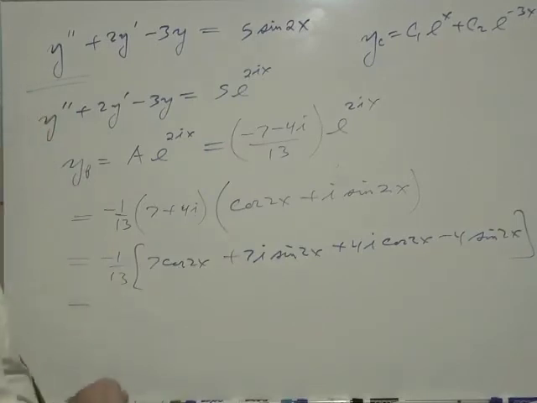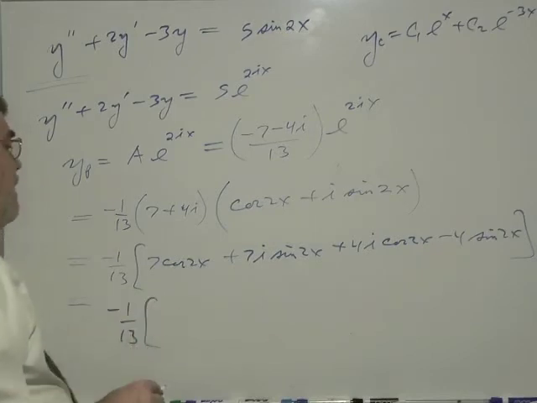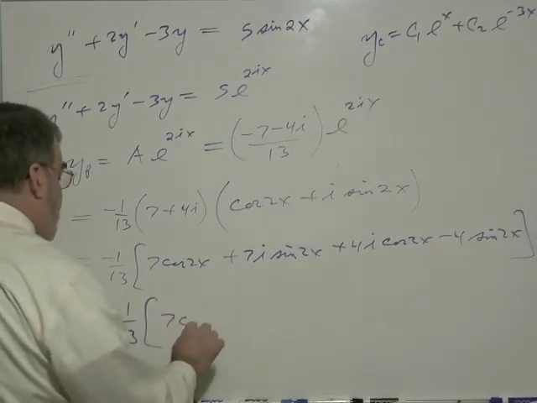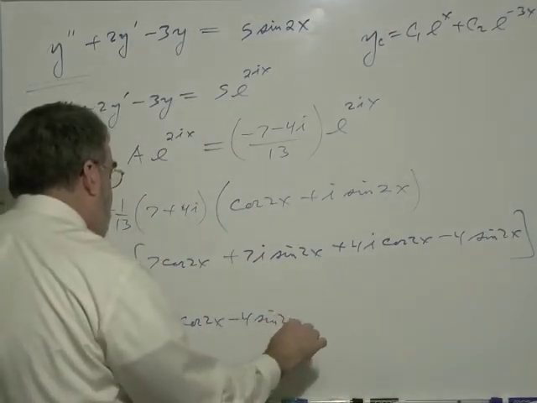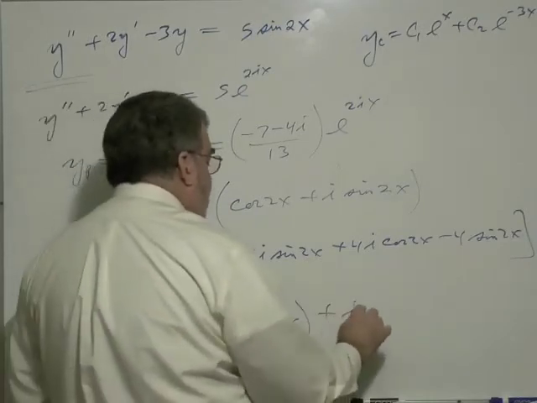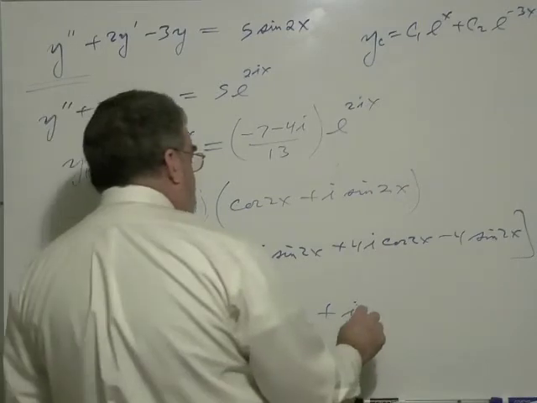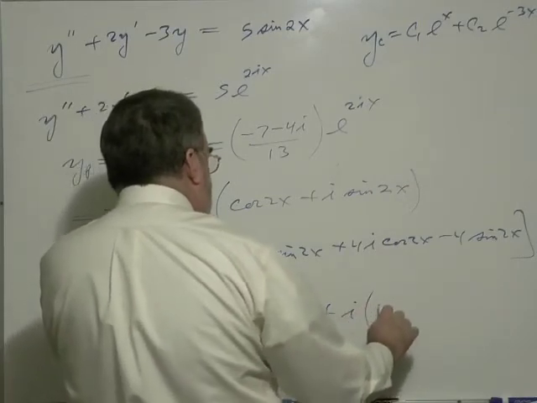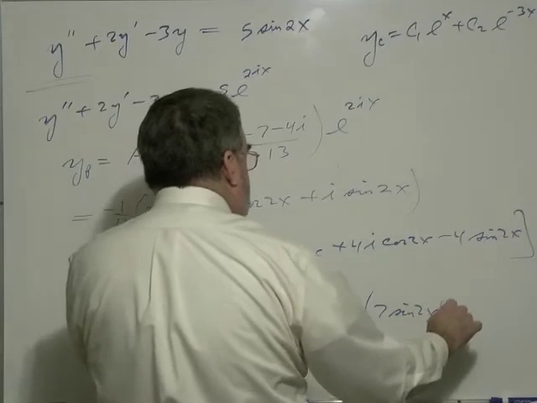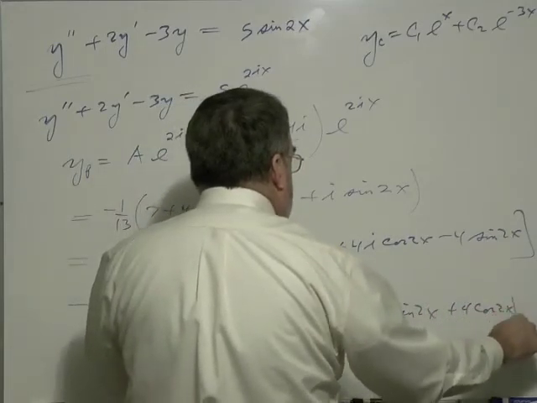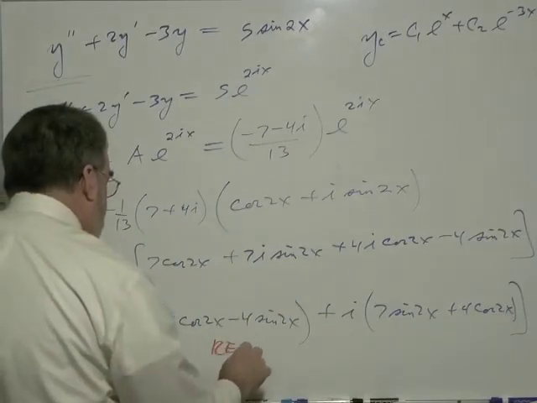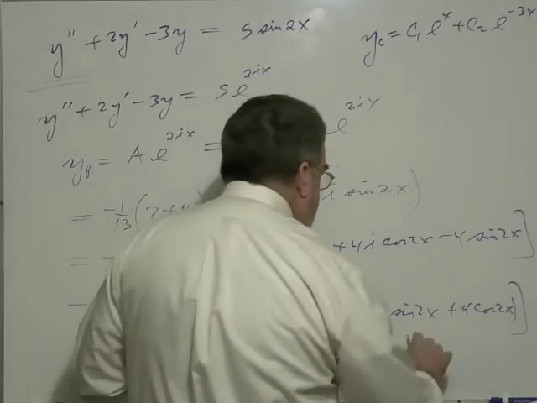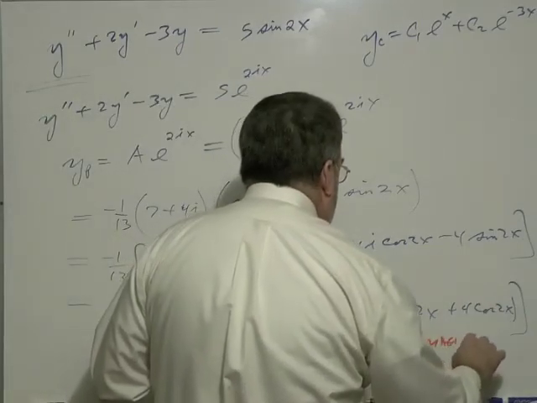So I'm going to reorganize this a little bit. Minus 1/13 bracket. I'm going to put the real parts together. The 7 cosine 2x minus 4 sine 2x. And then factor out i, and I'll put the imaginary part together, which is 7 sine 2x plus 4 cosine 2x. So again, this is called the real part because it doesn't have the i in it. This part over here is called the imaginary part.